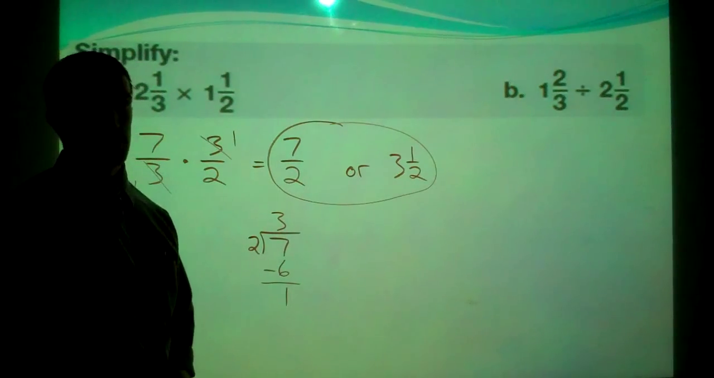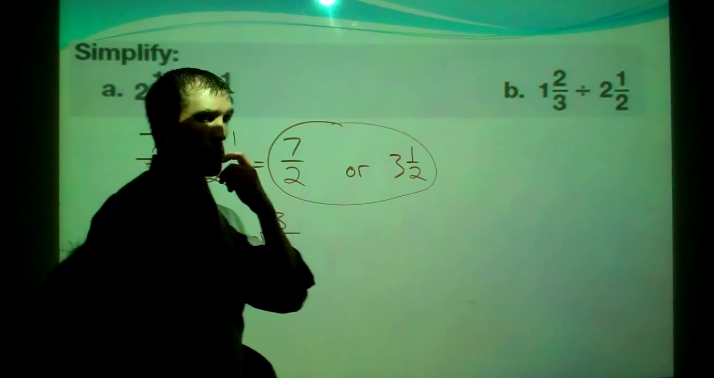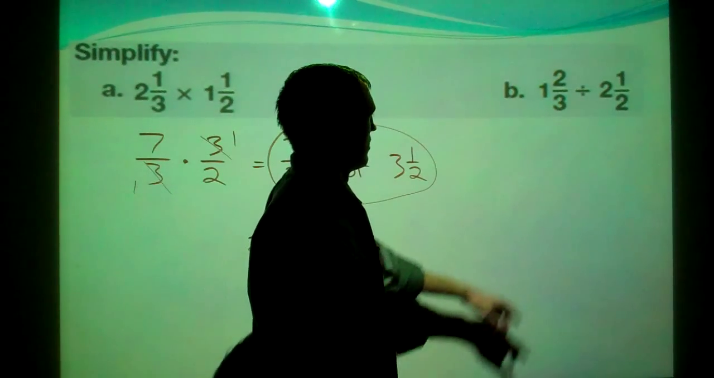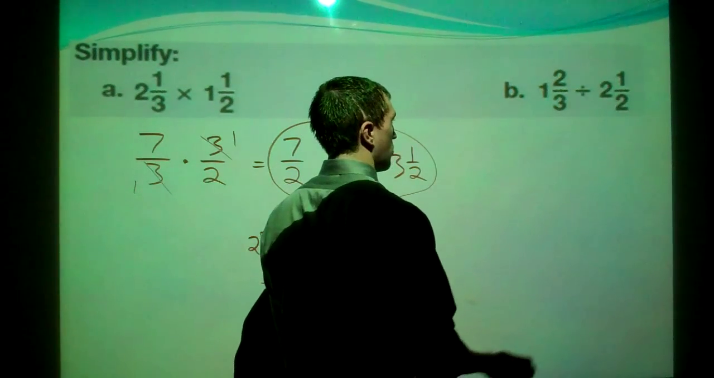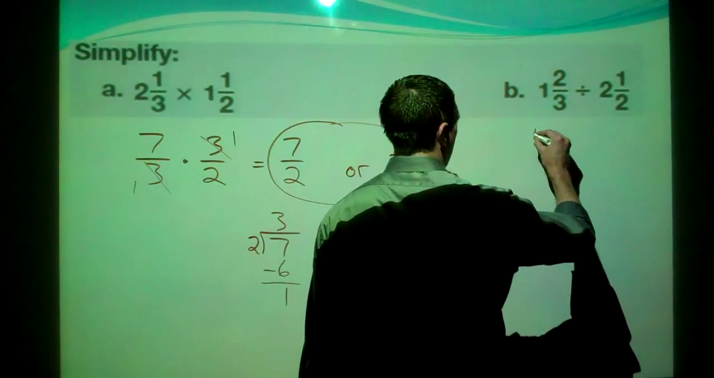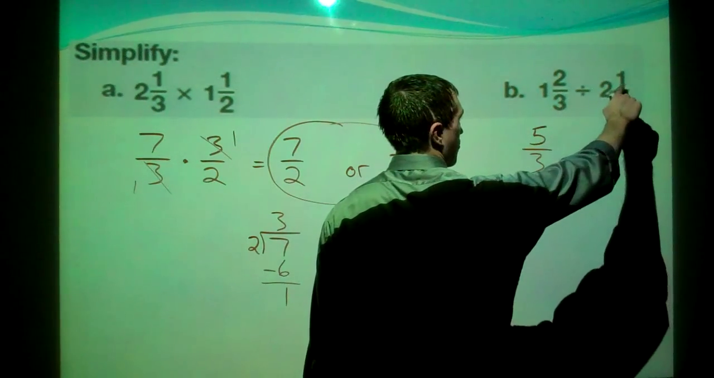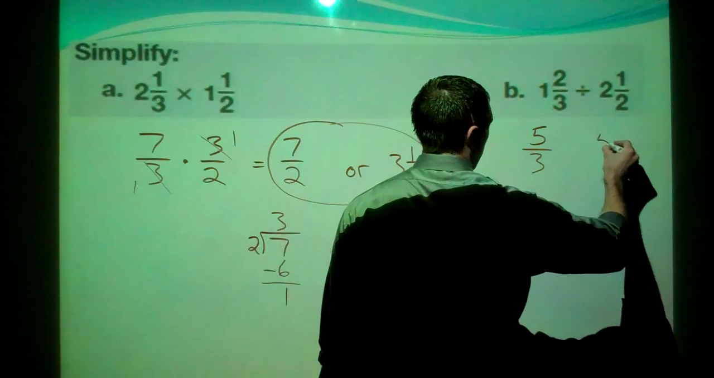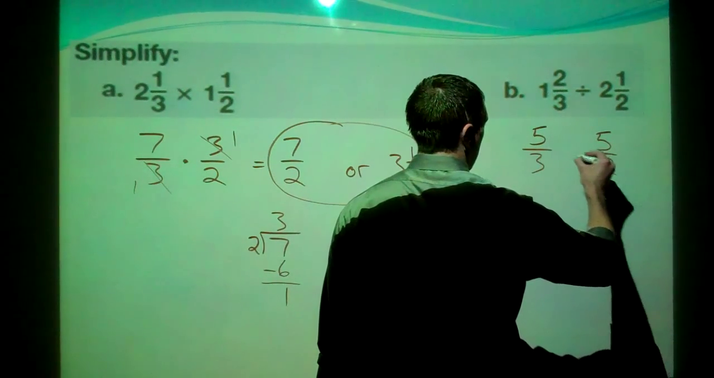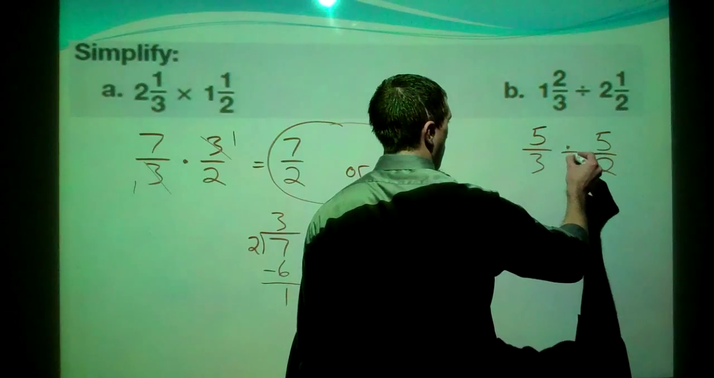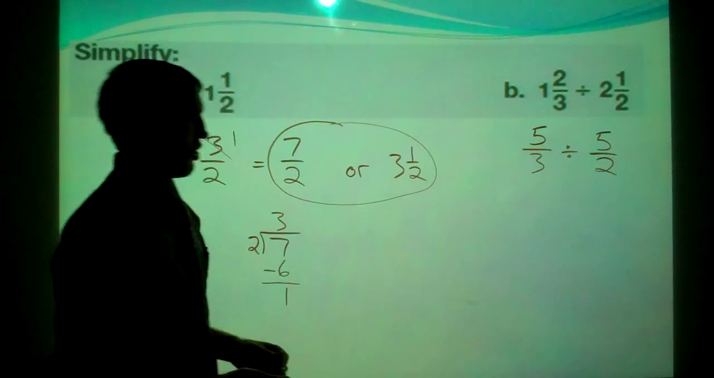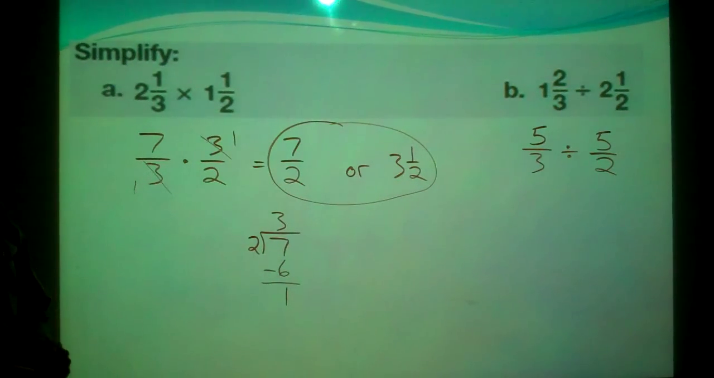Alright, letter B. Letter B is going to have one extra step to it, but we're going to turn everything improper first. So 3 times 1 plus 2 would be 5, and that'd be over 3. And then 2 times 2 is 4, plus 1 is 5, 5 over 2. And divide. Alright, so 5/3 divided by 5/2.